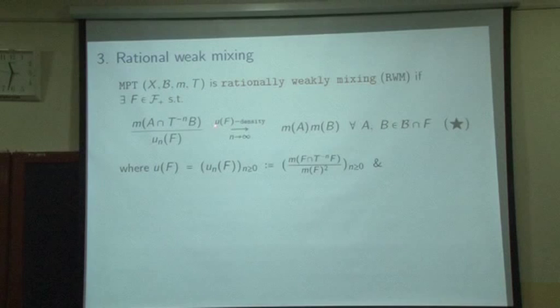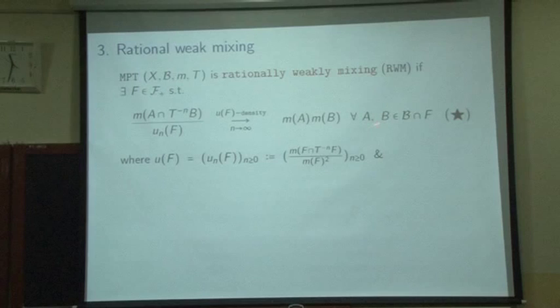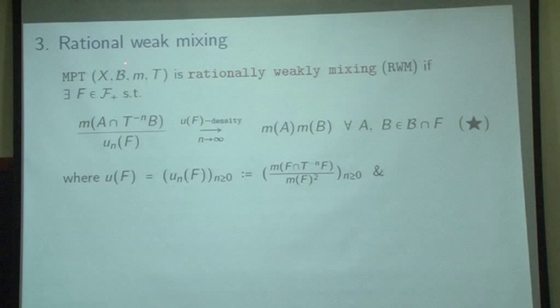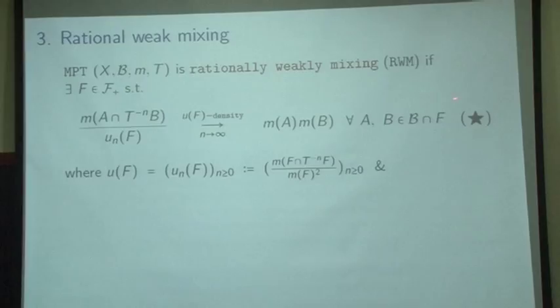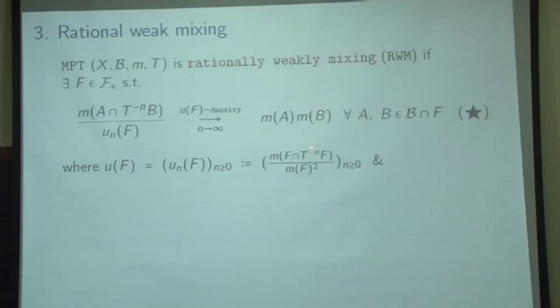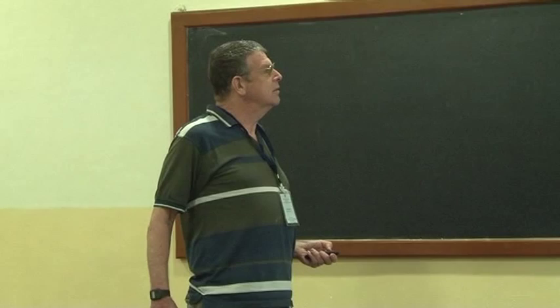So the right thing is for every two measurable subsets of your set F. You're defining the definitions on F. F is a nice set if this happens for every two measurable subsets. And u_n is the sequence of intrinsic weights defined this way. So what's U density? It's a generalization of density.